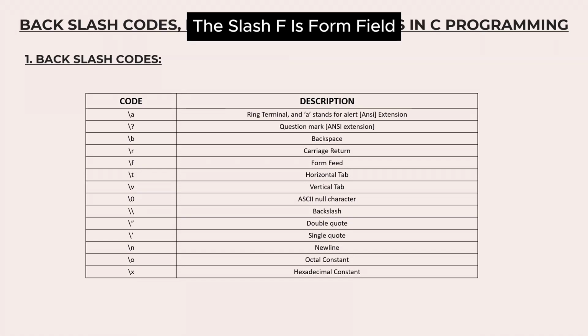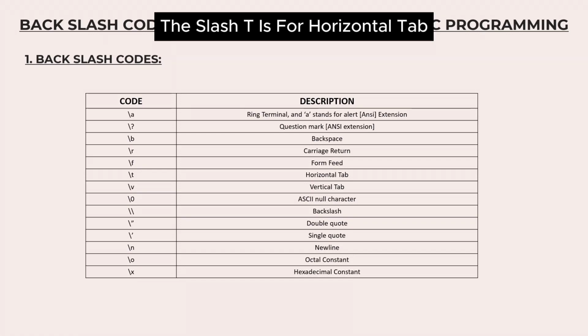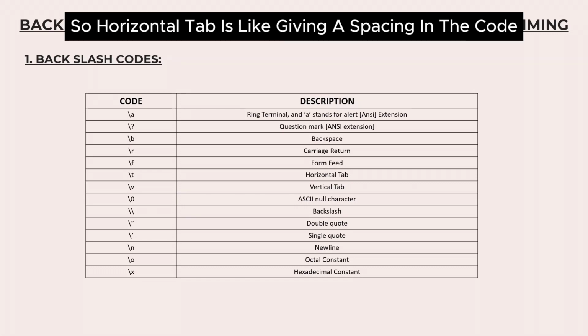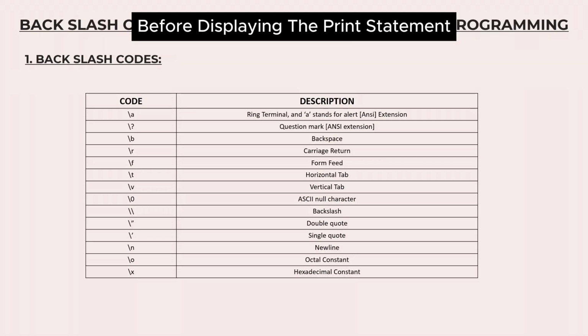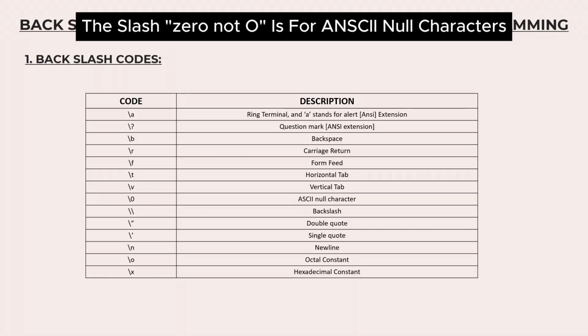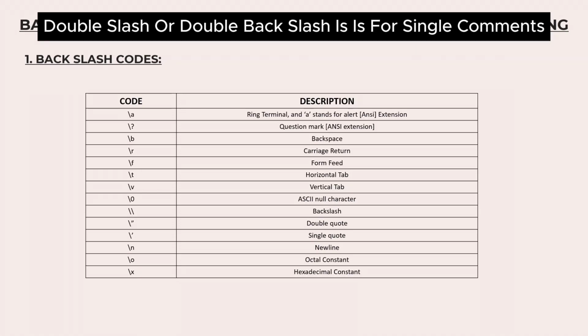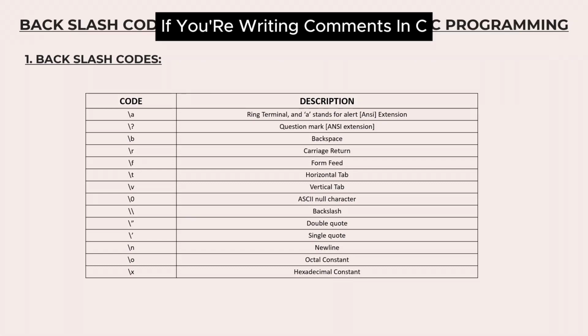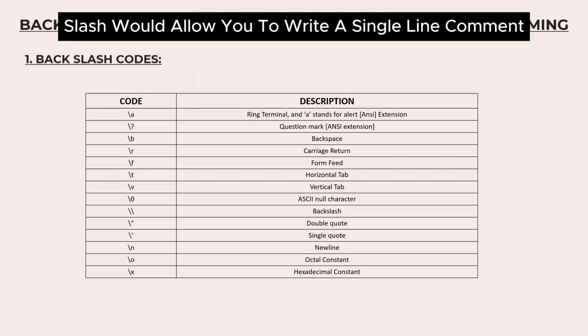The \f is form feed. The \t is for horizontal tab. So horizontal tab is like giving a spacing in the code before displaying the print statement or indicator if the code is accepting input from the user. The \0 is for the ANSI null character. The double backslash is for single-line comments. If you're writing comments in C, using the double backslash would allow you to write a single-line comment.